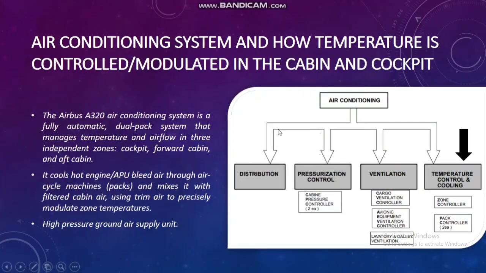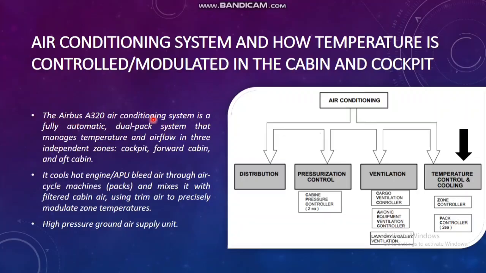Now the next question is the air conditioning system: how is the temperature controlled and modulated in the cabin and cockpit? So this is also good to know about the air conditioning system. So we'll go through this slide. This is your air conditioning system. Distribution is there, pressurization control is there, ventilation system is there. We'll discuss them in different videos one by one. We will focus here on temperature control and cooling. So we'll go through this video.